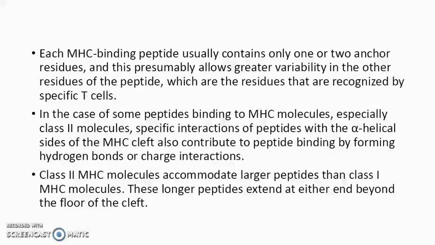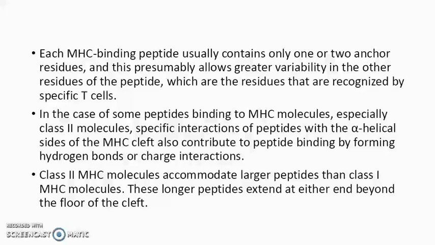Each MHC binding peptide usually contains only one or two anchor residues, and this presumably allows greater variability in the other residues of the peptide, which are the residues that are recognized by specific T cells. In the case of some peptides binding to MHC molecules, especially class 2 molecules, specific interaction of the peptide with the alpha helical side of the MHC cleft also contributes to the peptide binding by forming hydrogen bonds or charge interaction.